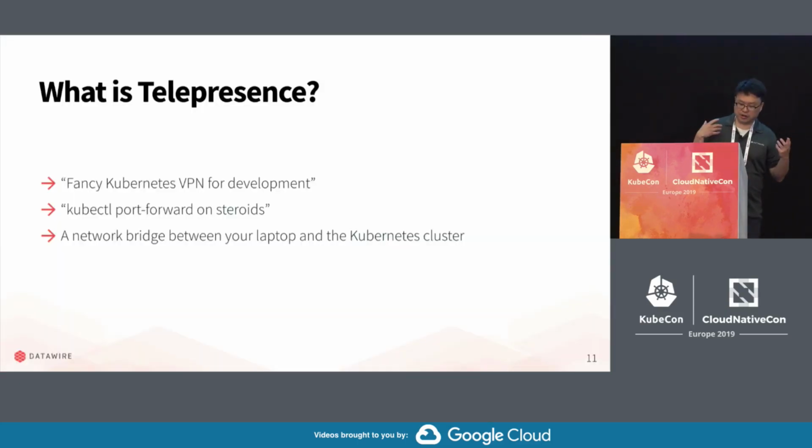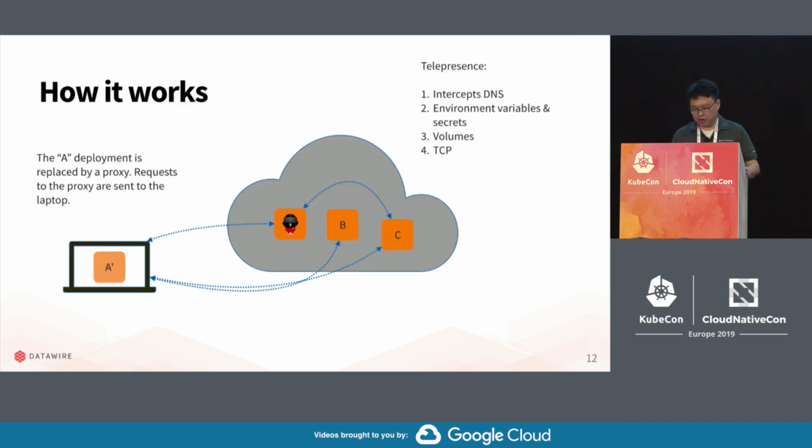So what is Telepresence? I've been trying to explain Telepresence for a long time, and I've tried to explain it in different ways, so I'm going to try everything with everyone here. It's a fancy Kubernetes VPN for development, not for production, because when we explain how it actually works, people get scared, and I say, don't worry, you don't need to run this in production. It's kubectl port-forward on steroids, and more generally speaking, it's just a network bridge between your laptop and your Kubernetes cluster, right? So it makes your laptop a virtual node, and I use this term super loosely, it's not really a virtual node, on your Kubernetes cluster, right?